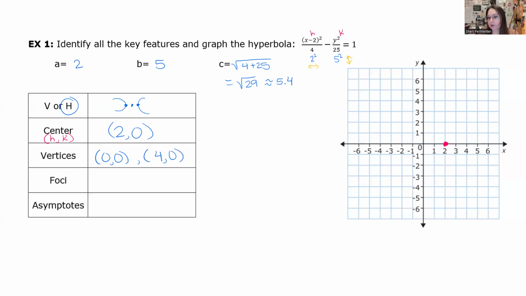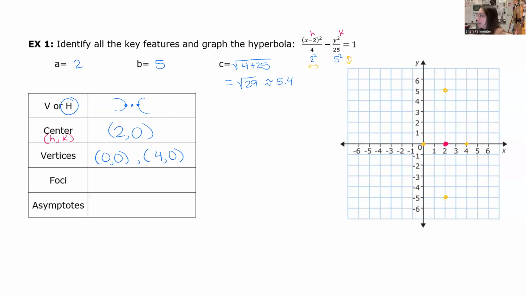So left and right, I'm going to go a value of 2. And that's where the vertices are going to attach. And then up and down, I'm going to go a value of 5. These are where the co-vertices would be if it asked you a question about co-vertices. Co-vertices are the helper ones. Nothing actually attaches there, they're helpers.